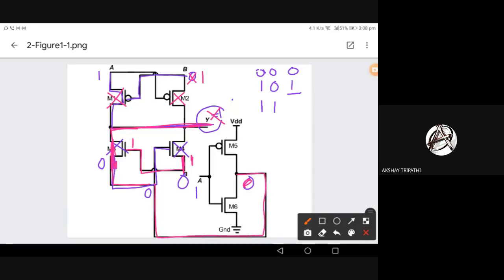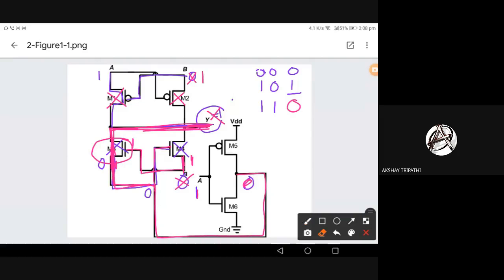So I'm just getting confused. 0 is coming here and 0 is coming to the M4 also, but here B is 1, right? So M3 is high. So this A is 1 and this is 0. 0 is connected to the Y here, right? So here I got 0. Am I right? Let's analyze again.